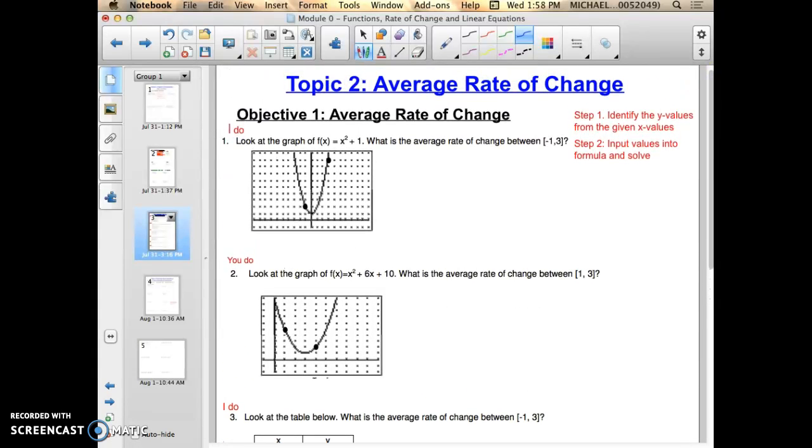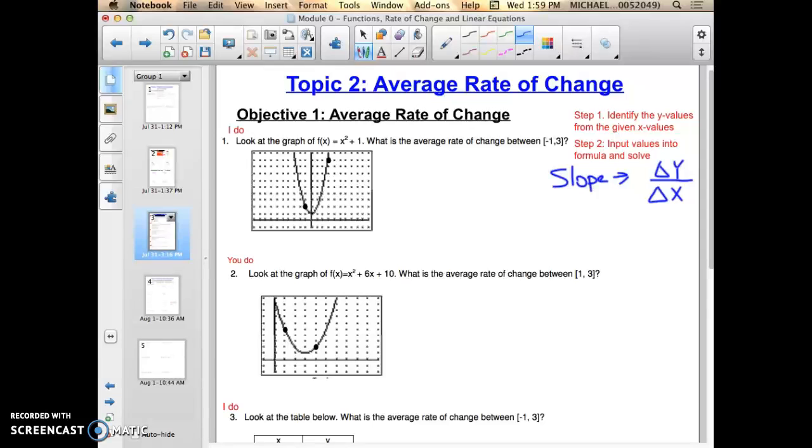Before we even get into this, we have to talk about what the average rate of change is. You have discussed something very similar to this in Algebra 1, something called slope of a function. More specifically, rise over run, or the change in y's over the change in x's. Over any given interval, reading left to right, what are the change in y's over the change in x's?